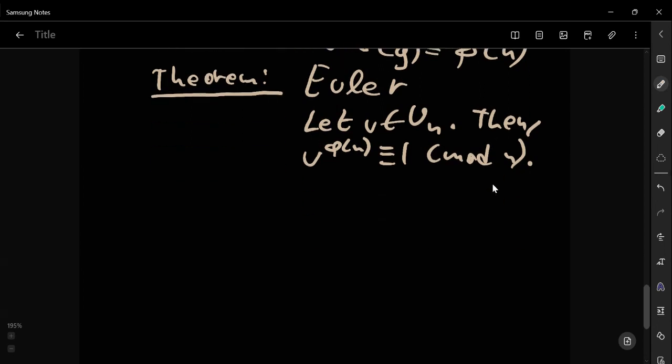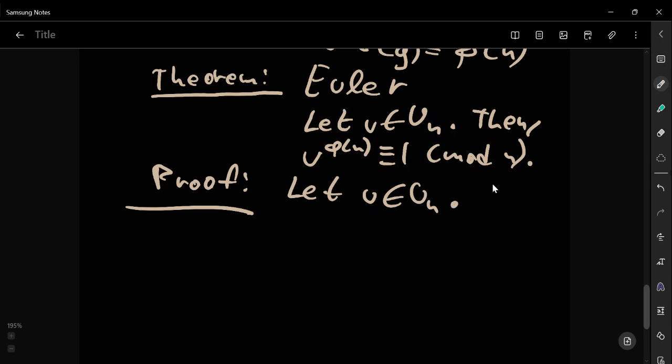So let's prove this, or you can also give it a go yourself. You can pause the video now if you like and try to prove it. There are many proofs, and I'm going to show you one proof here. So let u be an element of Un, and then there are phi of n elements in Un per definition. So let's call these elements u1, u2, up to u phi of n.